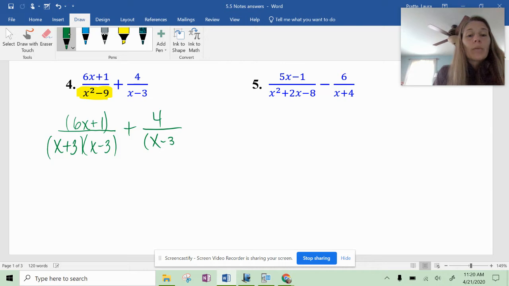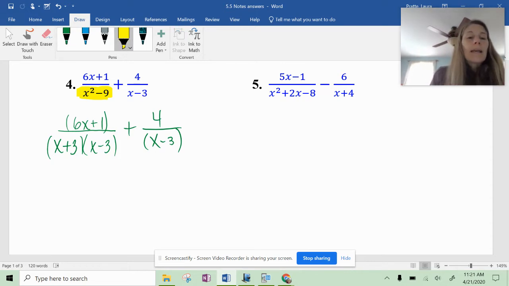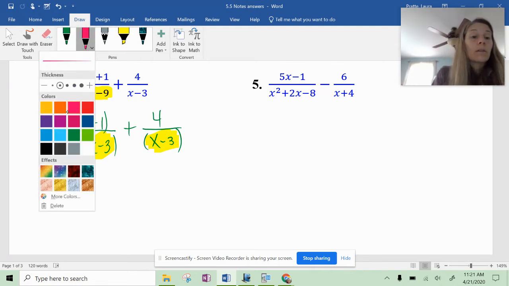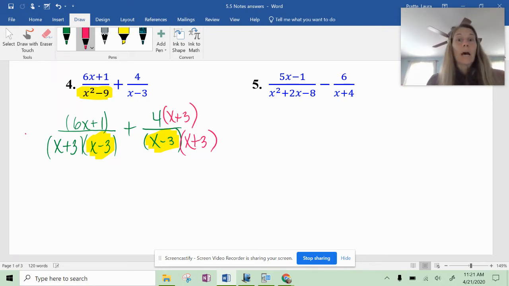So now, once my problem is set up and written in terms of factors versus the product, I see I already have a common factor. I already have an x minus 3 on each side. So all I need to do is multiply this side by the x plus 3. And now I have a common denominator, right? But whatever you do to the bottom, you do to the top.